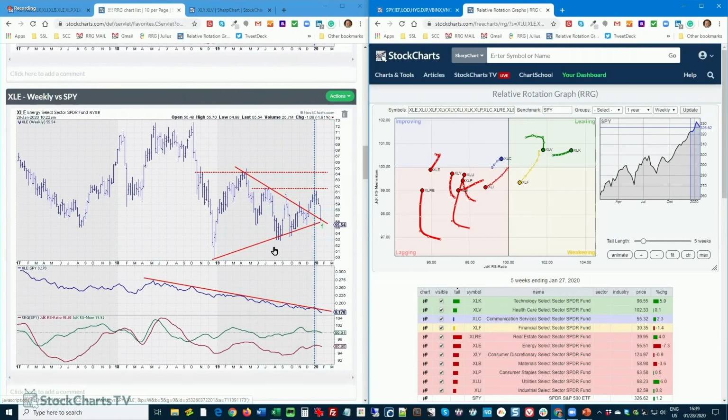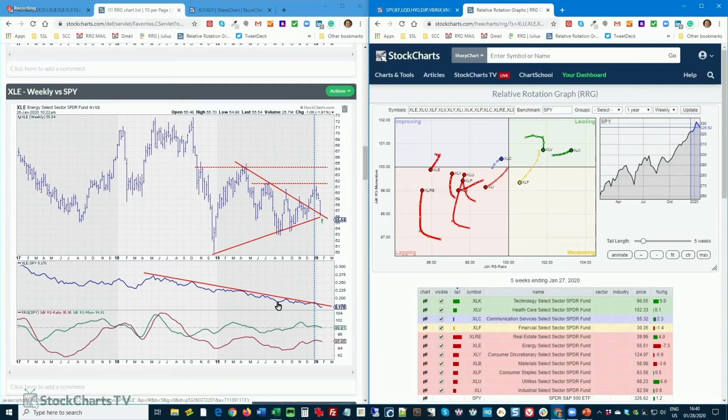Energy is the one that's now sending very negative signals, if I'm concerned. We were trying to push against this overhead resistance, and that never worked. And we are now actually breaking below that rising trend line. Maybe, if you draw that a little bit lower, it's still holding. But the relative strength line is sending very clear signals: stay away from this one.